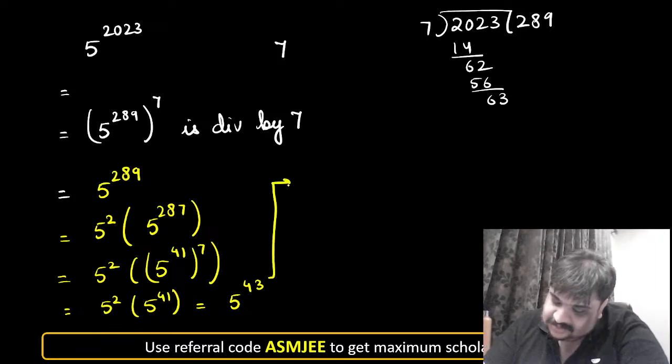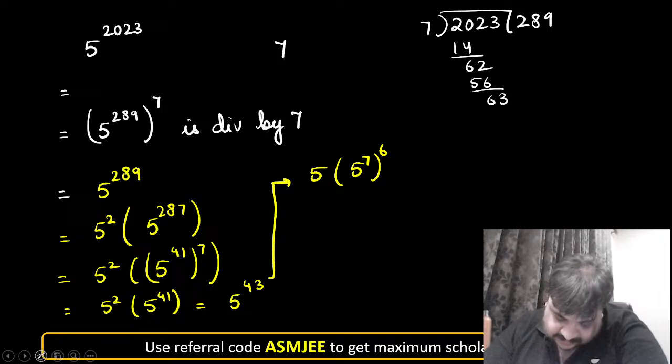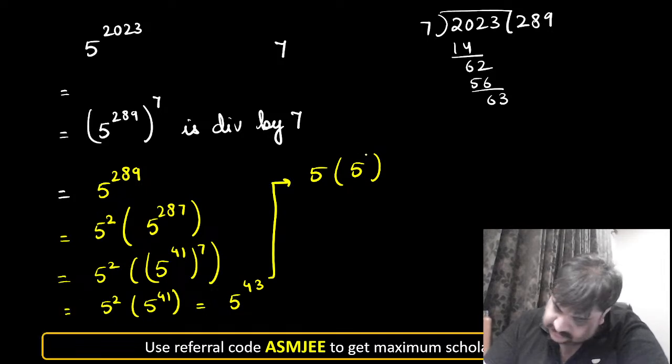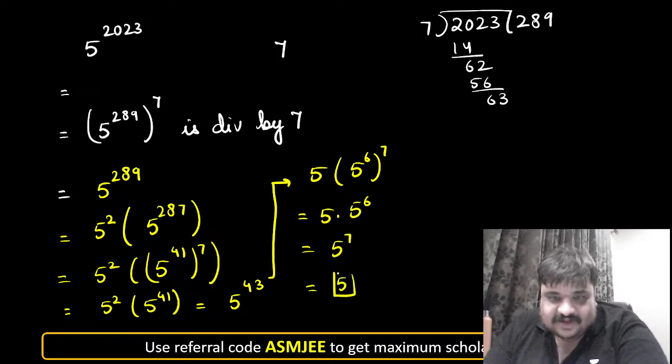What to do now? 5 into 5 raised to the power 6 raised to the power 7. So it is 5 into, the remainder will be 5 raised to the power 6 only. So now this will be 5 raised to the power 7. Now again divided by 7, the remainder will be 5. Answer.